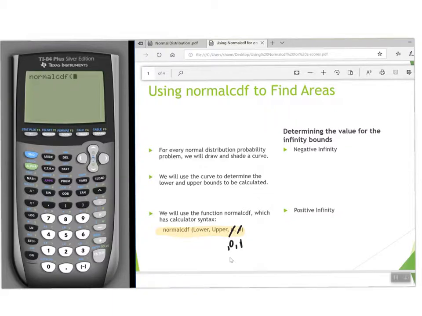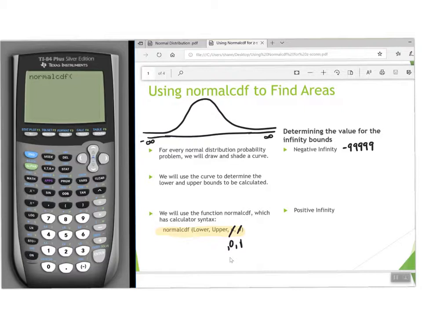Because the normal curve goes on forever in both directions towards negative infinity and positive infinity, the calculator wants to integrate with bounds. We need to give the calculator bounds. So we're going to make up values for negative infinity, which is a really small number, and positive infinity, which is a really big number.